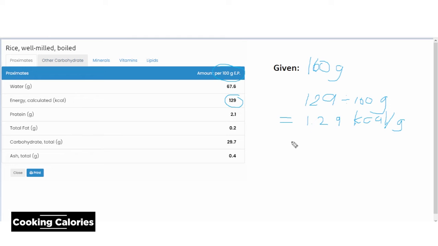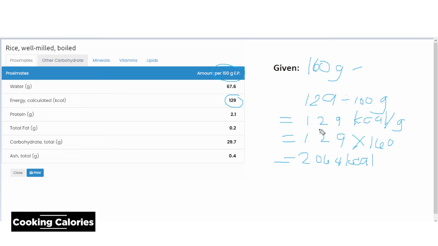Now to get the value of 160 grams of rice, just multiply 129 by 160, which is our given. So 129 times 160 equals 206.4 kilocalories. So that is how easy it is.